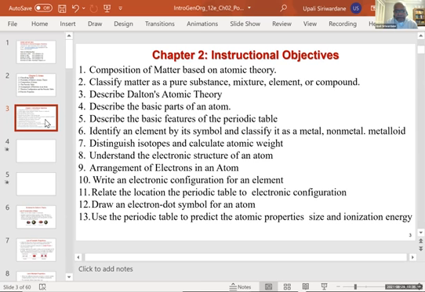So we will predict the variation of atomic properties, size and ionization energy, in the periodic table. So let's go ahead and do this.